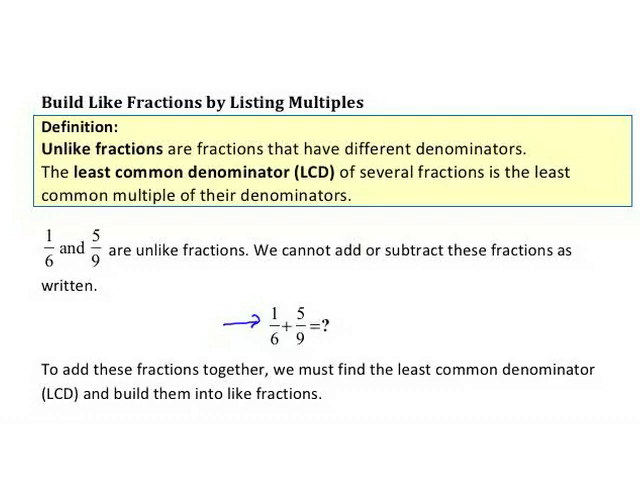If I try to add 1/6 to 5/9, I'm adding fractions that have different size pieces. In the first fraction, the pieces are 6ths. In the second fraction, the pieces are 9ths. They're different size pieces. Therefore, they're different things, and we can't add different things together. To add these fractions together, we must find the least common denominator, or LCD, and then build them into like fractions so they have denominators that are the same.